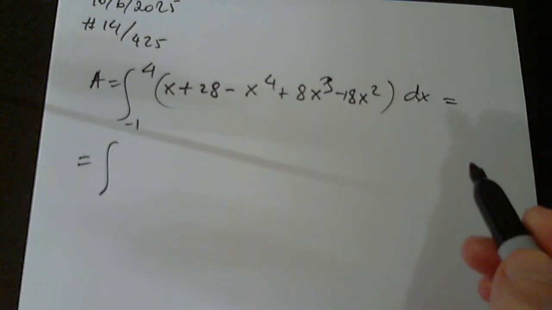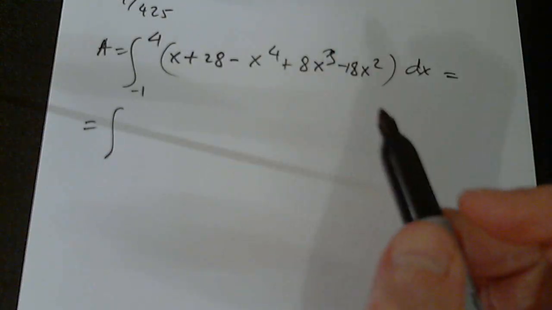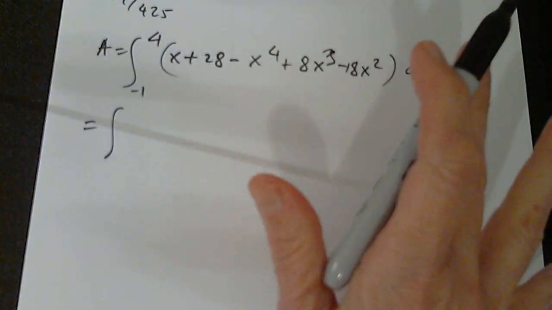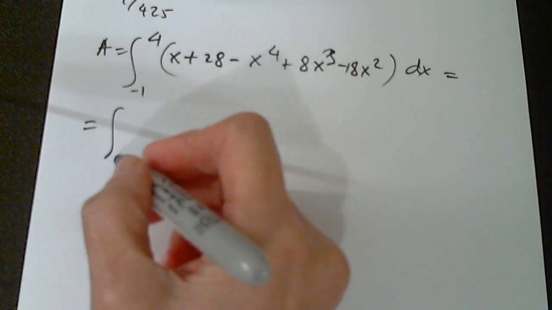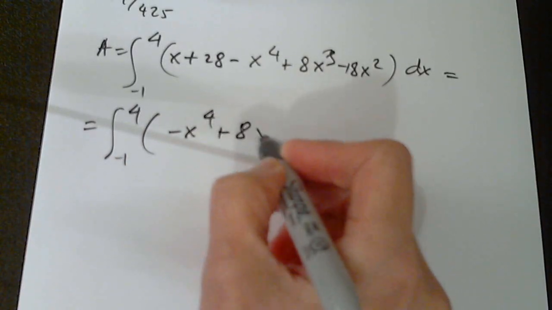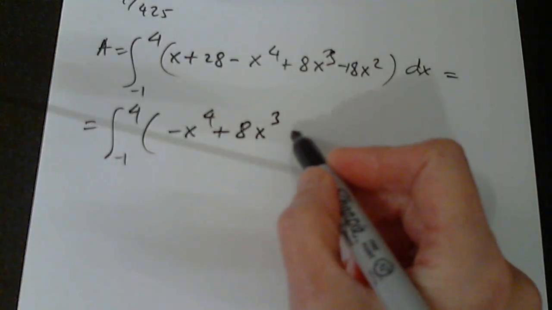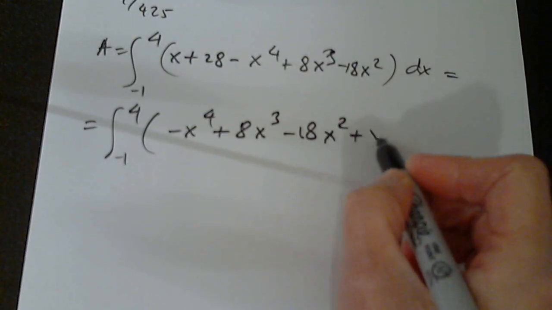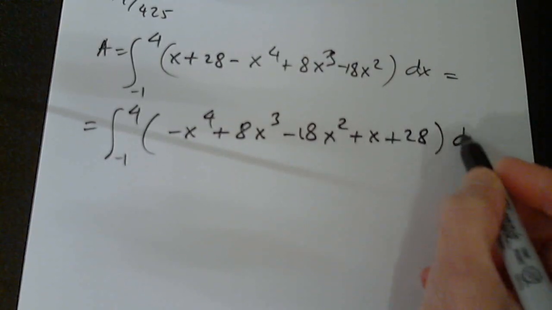So this is the integral. I just wanted to arrange it. You don't have to do this, but I prefer arranging in a descending order. So negative x to the fourth plus 8x cubed minus 18x squared plus x plus 28 dx.